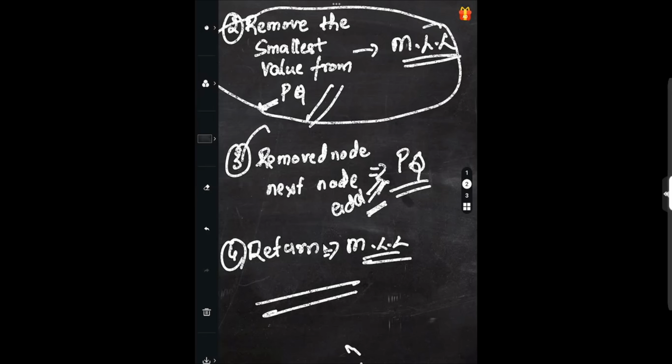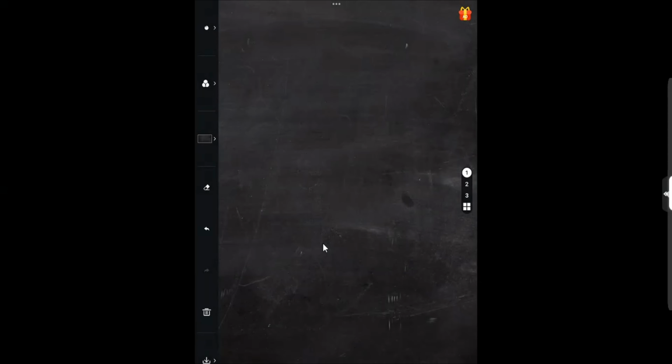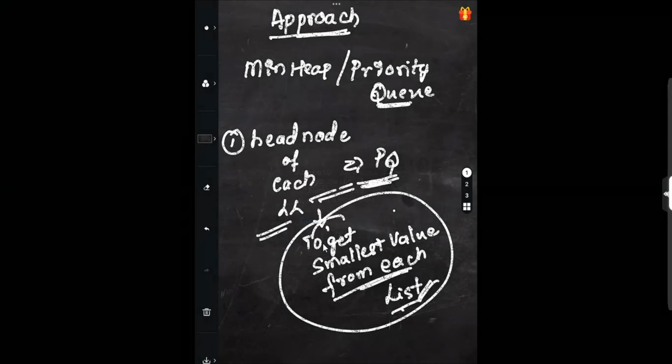And finally, the third step is if the removed node has a next node, then we are adding that node to the priority queue. After that, we will just continue until all the nodes are processed, then finally return the merged linked list. So this is the approach that we are going with. So let's discuss edge cases one by one.